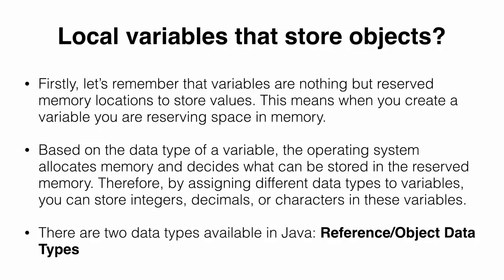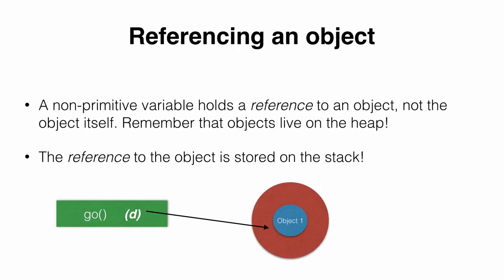The two types of data types in Java, reference and object data types. So let's go down to referencing an object. A non-primitive variable holds a reference to an object. So here we have a method called Go. It has a local variable called D inside. As you can see on the stack we have Go, it's pointing as a reference towards the object. But this particular object, obviously it's living on the heap right now.